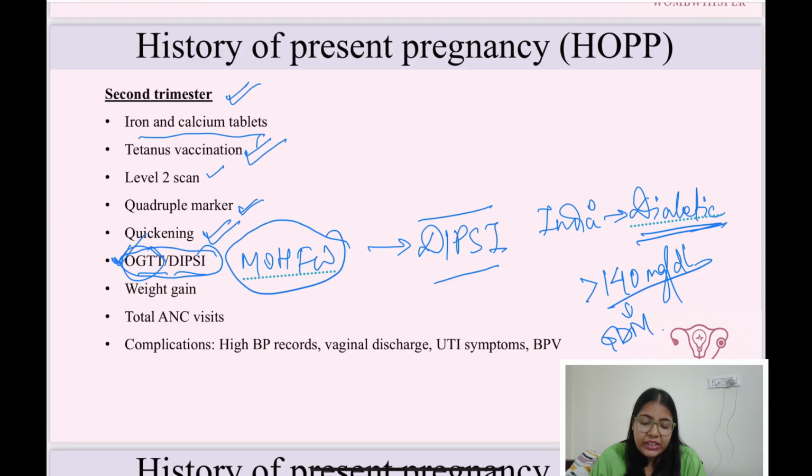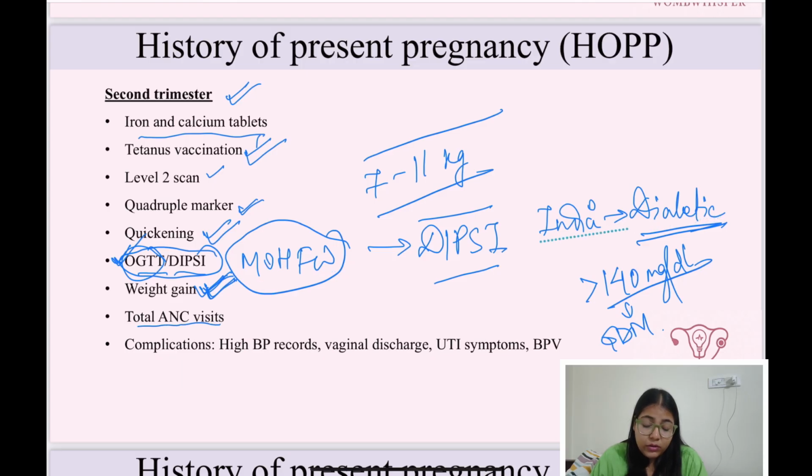You should ask about weight gain in the 2nd and 3rd trimester also. So here I asked about how much weight she has gained. How much a normal BMI patient should gain, all this I will teach in the basic antenatal care class. Ideally there should be 7 to 11 kg weight gain in pregnancy, and I will teach you the breakdown later.